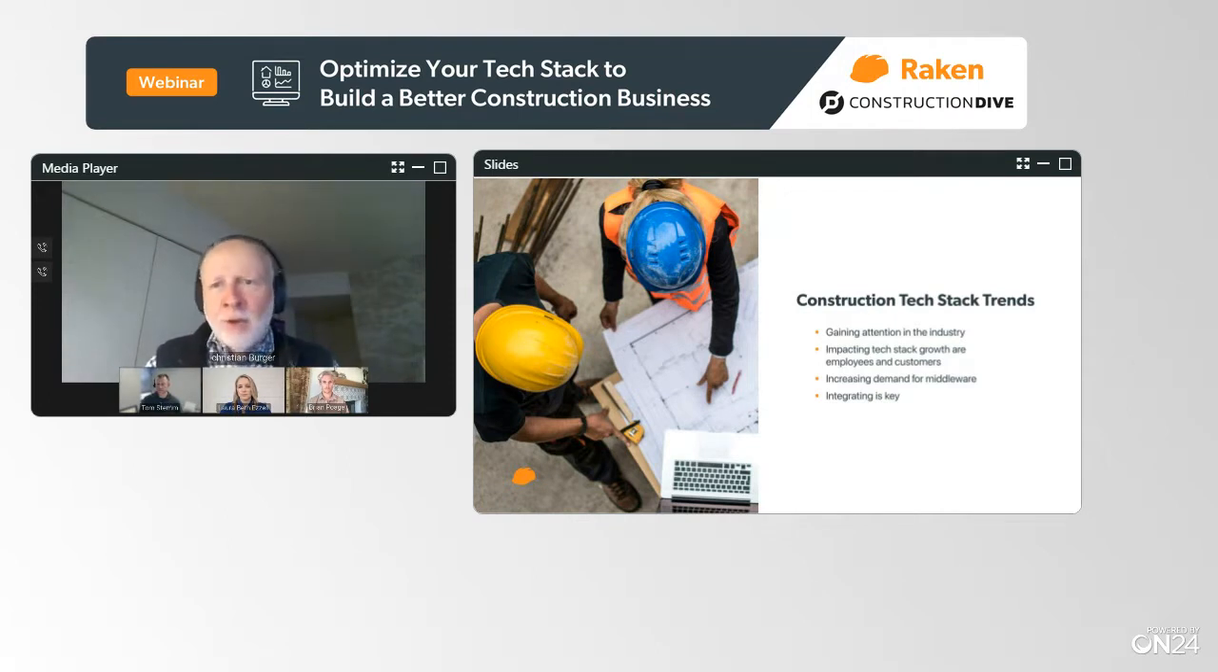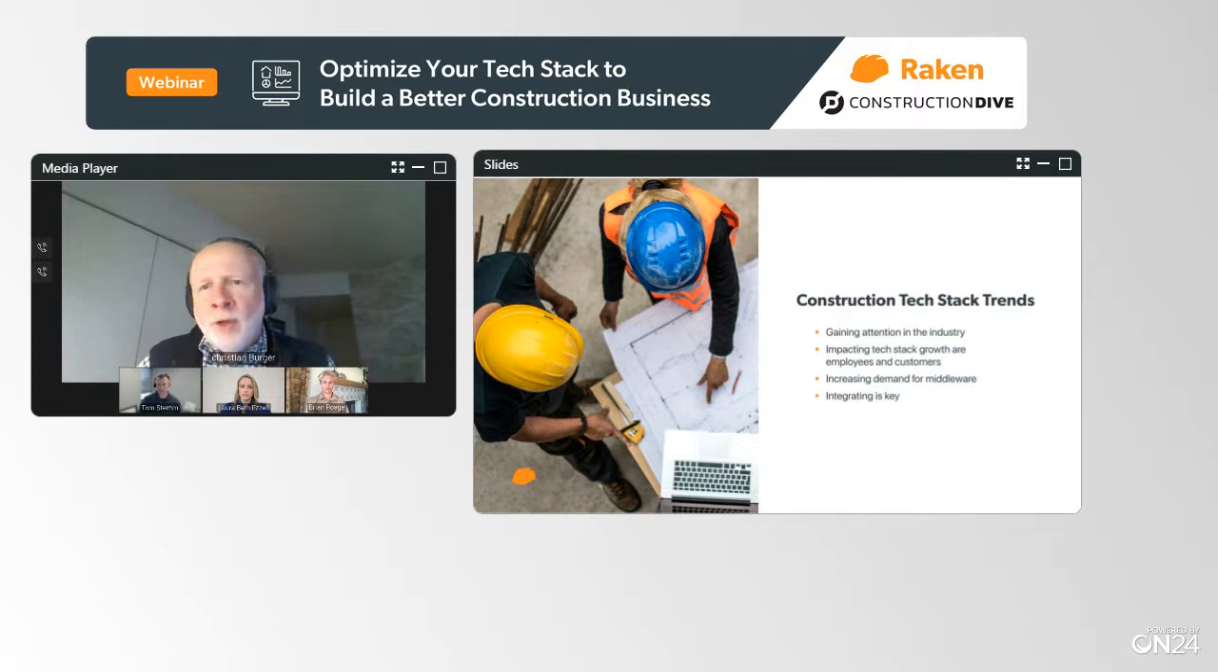Externally, customers are demanding. So the owners are demanding the general contractors be at the top of their game from a tech standpoint. And then the general contractor, by the same token, turns around and has higher expectations of their subs, of the trade contractors that they're working with. So I think the demand for better use of tech is coming both from inside and external.